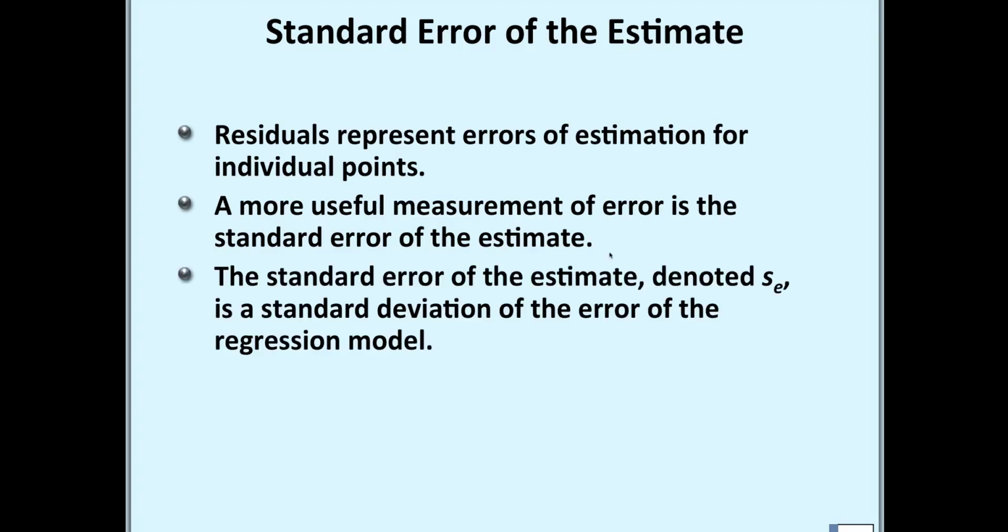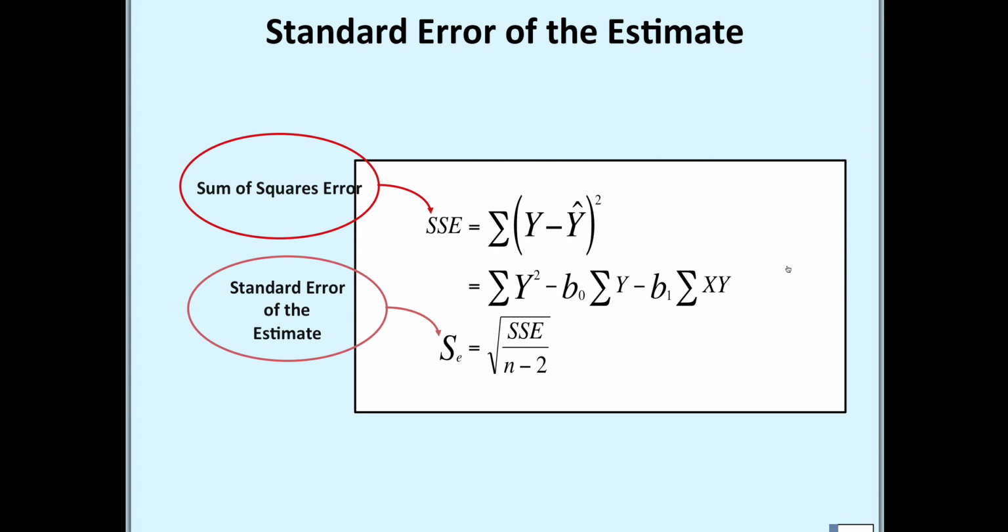Standard error of estimate is denoted by SE, standard error of your estimates. That means standard deviation of the error of the regression model. So for the errors you have, the standard deviation of them is called SE. That's a very important measure. So let's see how we can compute it. It turns out it's very easy to find the standard deviation of error, which is called standard error.